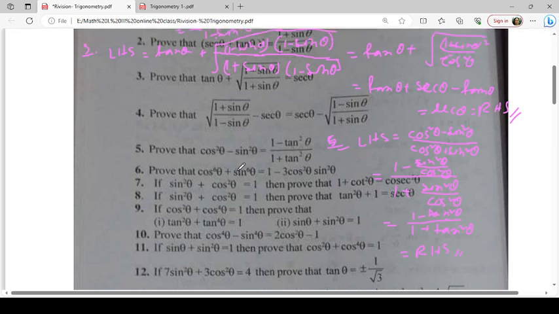Next it is cos to the power 6 theta plus sin to the power 6 theta. We can think about a cube plus b cube. So it is cos square theta whole cube plus sin square theta whole cube, and we can factorize it.